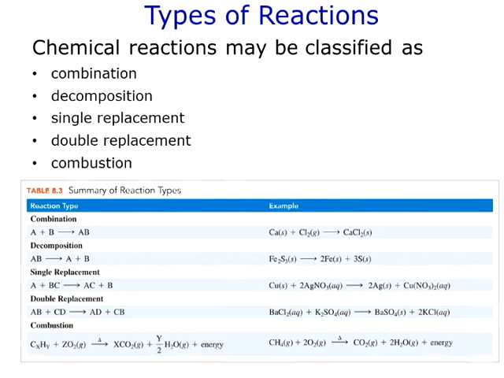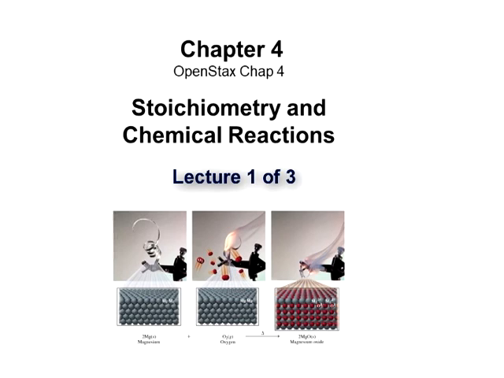We can have single replacement, often called single displacement in some textbooks, where one element displaces another element to produce a new material with a new single species. You can also have double displacement, where both reactants react to give you 2 new species. And then you can have combustion, which combusts hydrocarbons to produce CO2 and water if it's complete combustion, or carbon monoxide if incomplete. And that completes Lecture 1 of Chapter 4, Stoichiometry and Chemical Reactions.